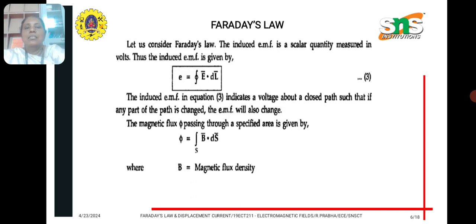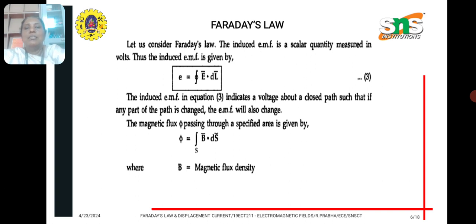Considering Faraday's law, the induced EMF is a quantity measured in volts, and it is given by E is equal to the integral over the closed path of E dot dl. That is the line integral of the electric field intensity over a closed path. If any part of the closed path is changed, the EMF will also change.